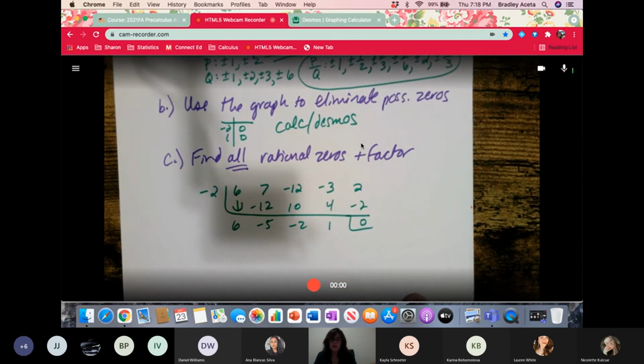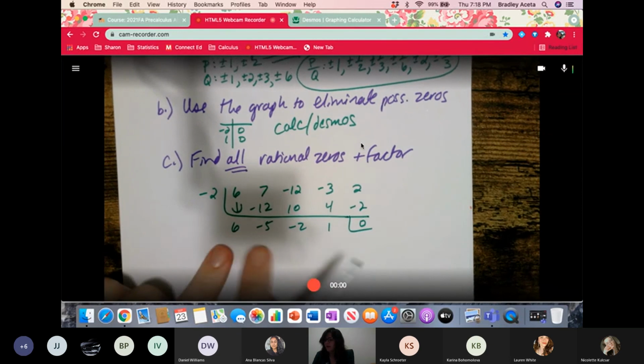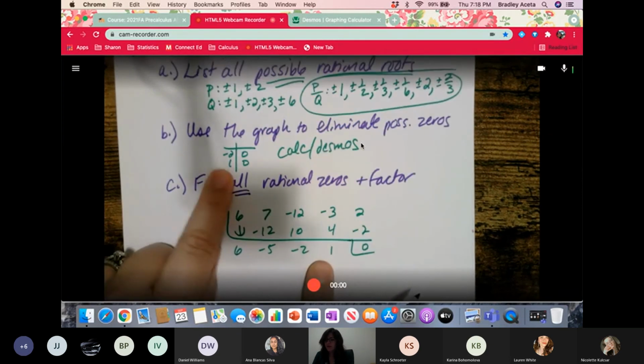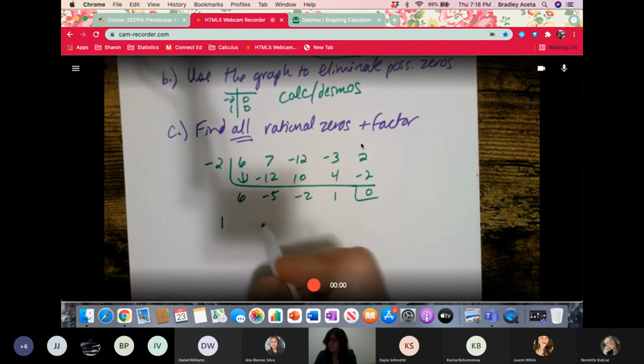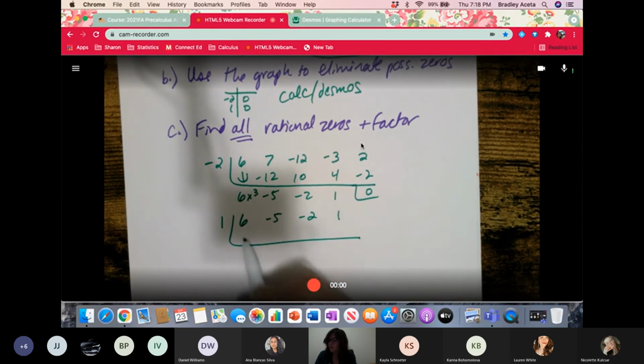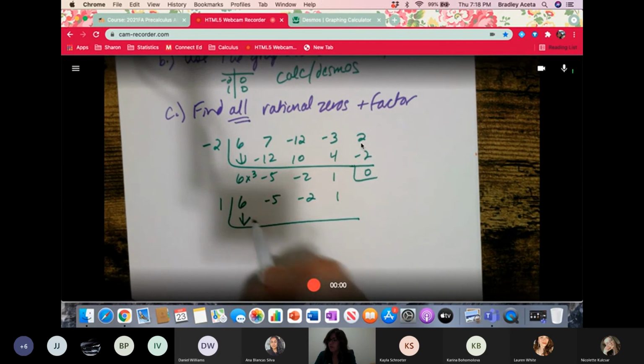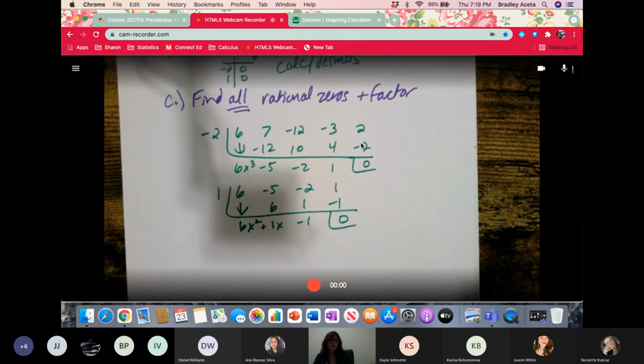Trying to go fast, seeing if I can go fast with my headache. All right, and now I have another 0, 1. I'm going to synthetically divide this by 1. And remember, we're now at a cubic function. So 6, -5, -2, 1. And I'm going to synthetically divide it with the other zero I had, which gives 6, 1, -1, 0. And now I'm at a quadratic.